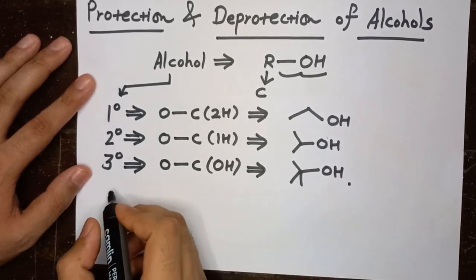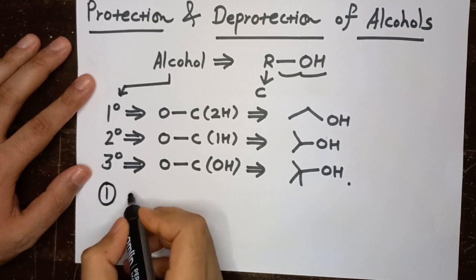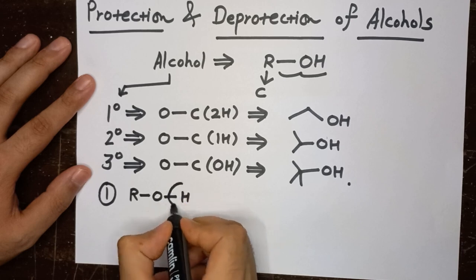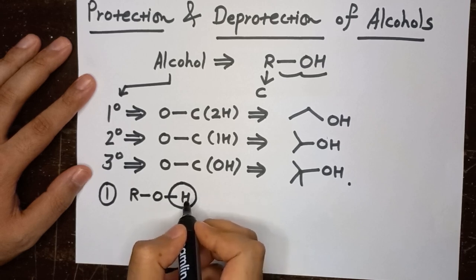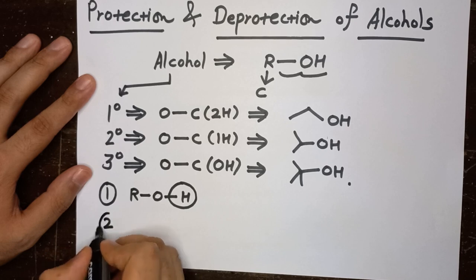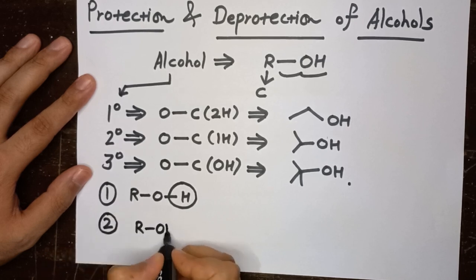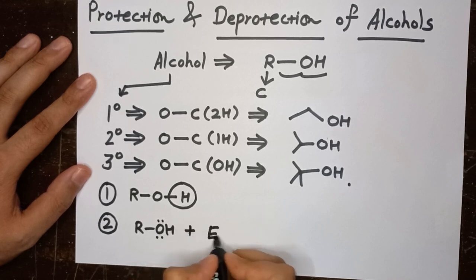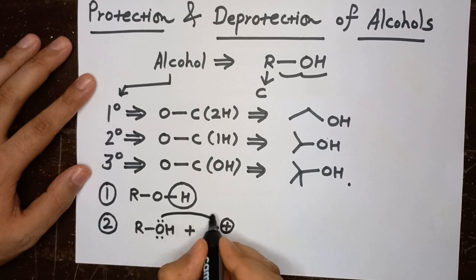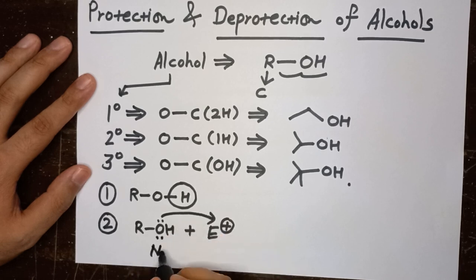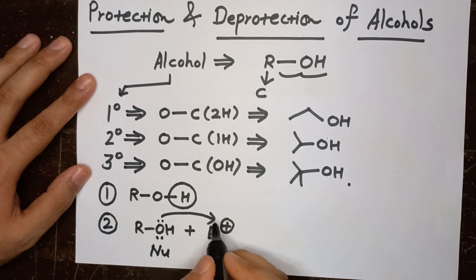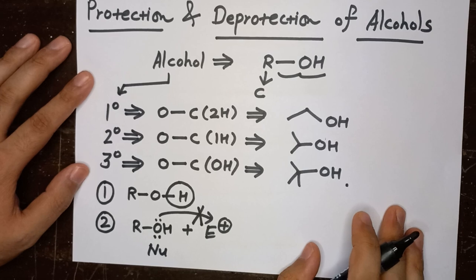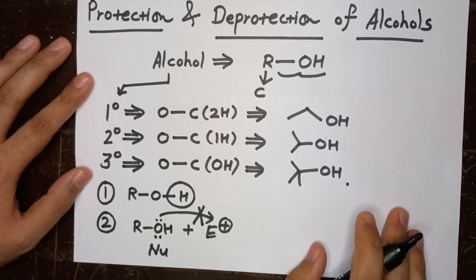So why do we need to protect alcohol? The first reason is that under basic conditions, this hydrogen of the alcohol group can get deprotonated. And the second reason is that the oxygen lone pairs present in the alcohol functional group can react with any electrophile. This lone pair can act as a nucleophile and can react with an electrophile. So to block this reaction, we also need to protect the alcohol functional group. So these are the two reasons why we protect the alcohol group.